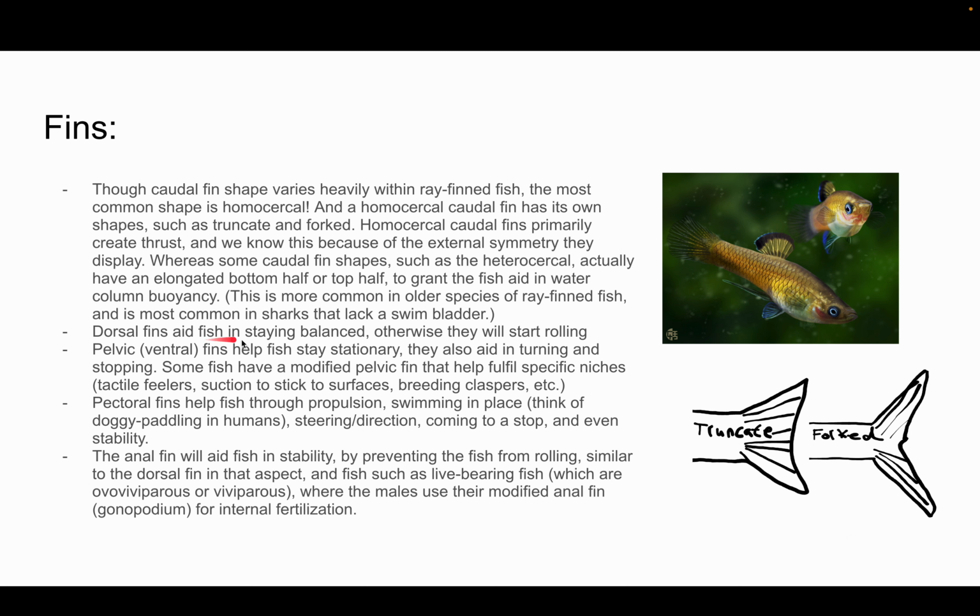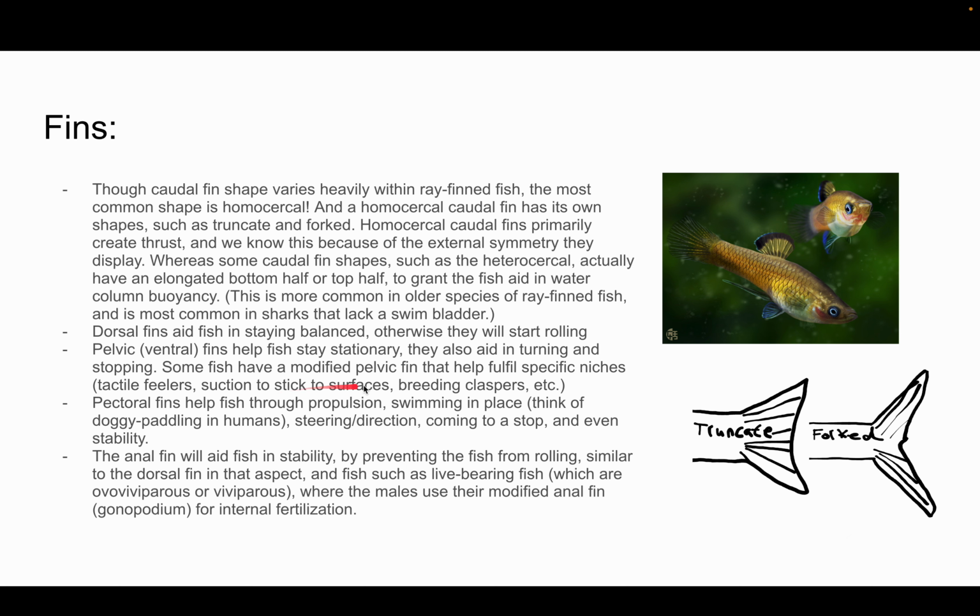Dorsal fins aid fish in staying balanced. Otherwise, they start rolling. So this is the dorsal fin here. Pelvic, also known as ventral fins, help the fish stay stationary. They also aid in turning and stopping.